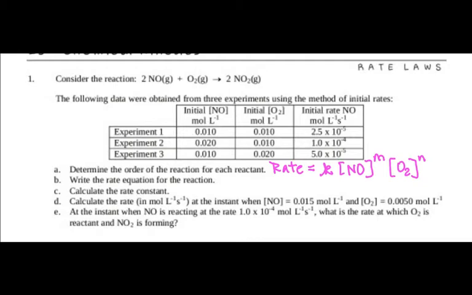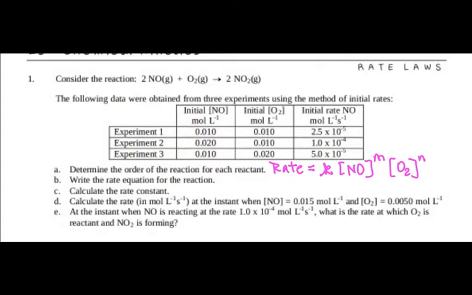So for nitrogen monoxide, we want to first look at this part of the table and determine which two experiments have concentrations for nitrogen monoxide that change while the concentration of oxygen is held constant. And that's important because we want to see how the rate is affected by nitrogen monoxide and not the oxygen. So if we look at experiment 1 and experiment 2, we can see that oxygen is constant while nitrogen monoxide changes.